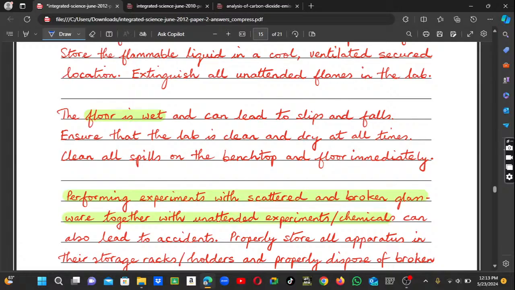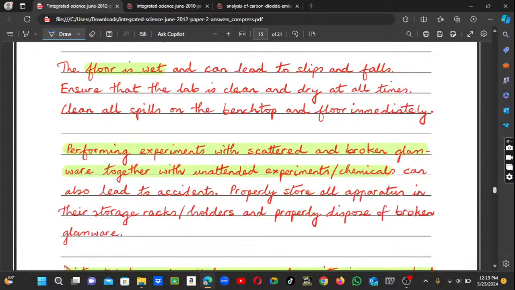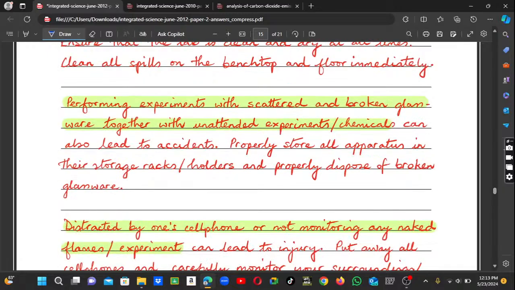Clean all spills on bench tops, and we're talking about the floor, immediately. So you need to, I would say, clean as you go while you're in the lab. For example, if you see any water in the lab while you're doing any scientific method, you need to clean it because it's very dangerous. Performing experiments with scattered or broken glass, as you can see, we have the measuring glass, it's broken. That, together with an unattended experiment, chemicals can also lead to accidents.